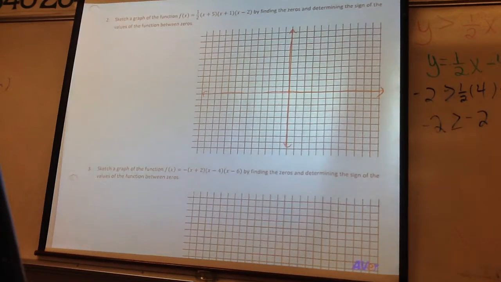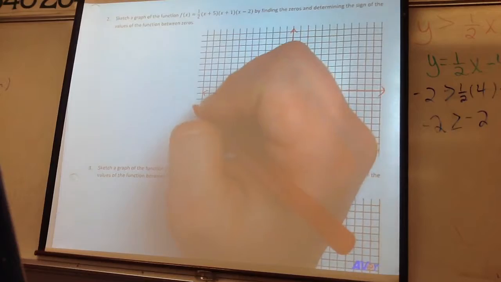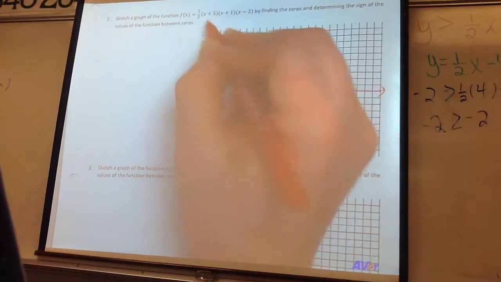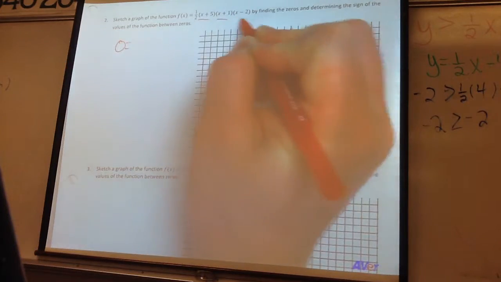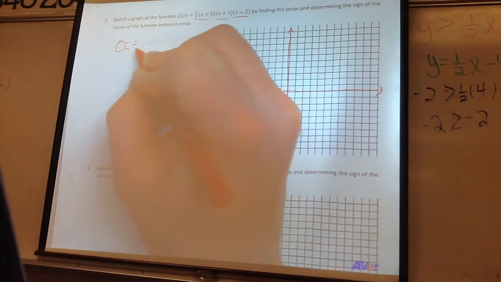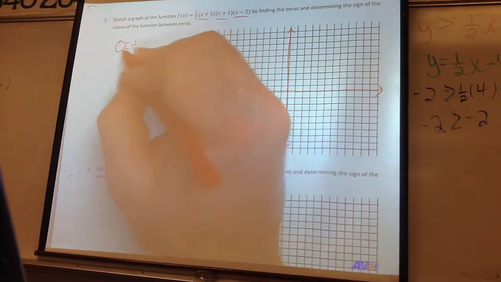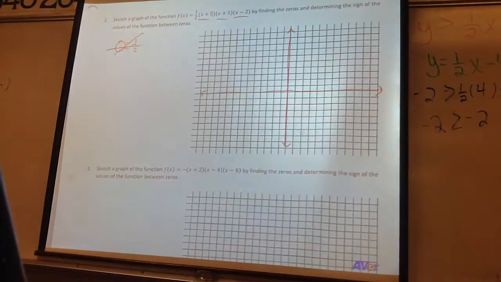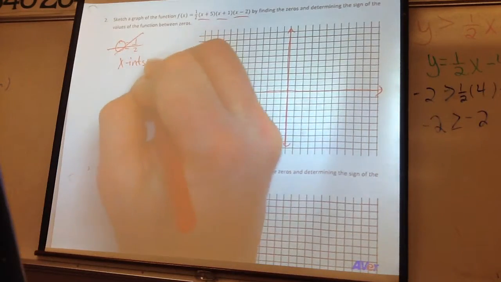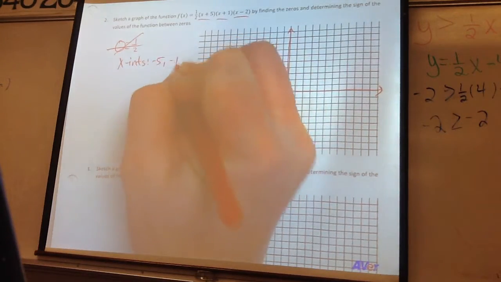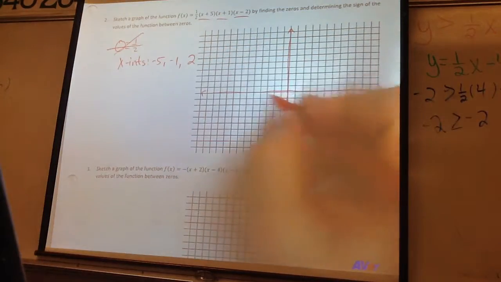Got your x-intercepts? No? How come? Multiply the half to all. You do not. You only did the first one. The half does not affect your x-intercepts. To get x-intercepts, plug in 0 for y and set each factor equal to 0. If you did a half equals 0, that's one of the factors. That's nothing. That's inconclusive. So your x-intercepts are just -5, -1, and 2.